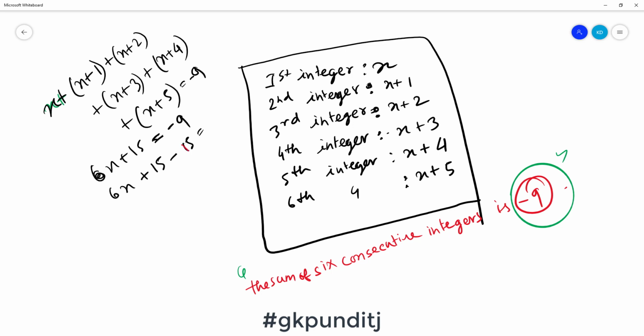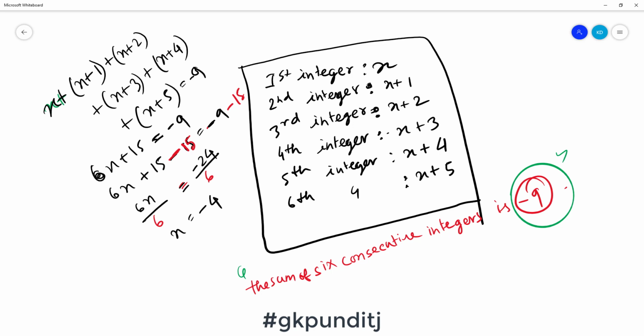Now you can clearly see this is minus 15, and now on both sides here minus 15. Okay, now 6x divided by 6, and we get this 24 minus 24 divided by 6. Now x is equal to minus 4.